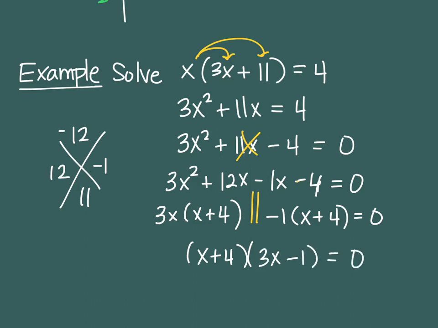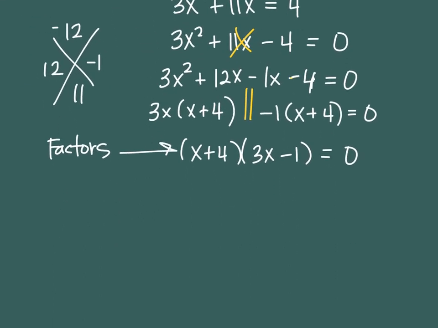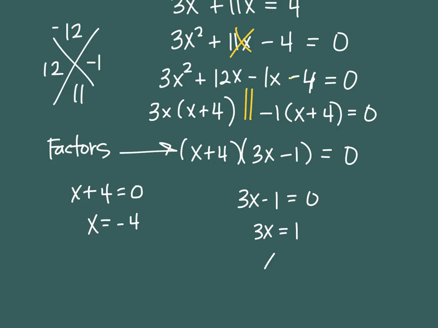So remember, if you've only asked for factoring, this is where you stop. These are the factors. Factors are in the form of parentheses. If they ask you to find the x-intercepts or the solutions, then you take each factor and you go the next step. So x plus 4 is set equal to 0, so x has to be minus 4. 3x minus 1 is set equal to 0, so 3x equals 1, so x equals 1/3.